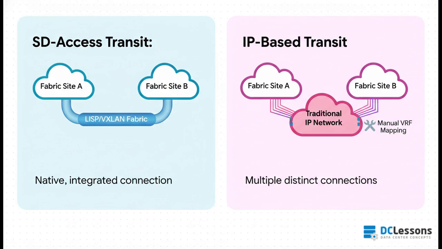So what happens when you have multiple fabric sites? Well, you connect them using a transit network. You've got two main flavors here. The first, SD-Access Transit, uses native fabric tech like LISP and VXLAN to create the overlay tunnels. The result? One big, seamless end-to-end fabric. The second option, IP-based transit, lets you use a traditional IP network, but it does require a bit more manual work to map things like your VRFs between the sites.